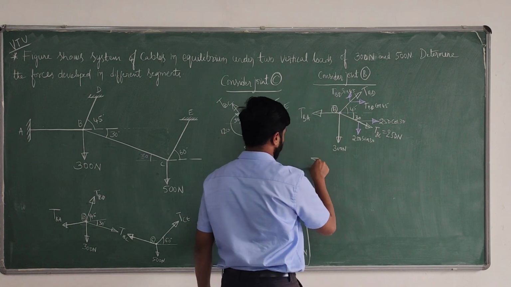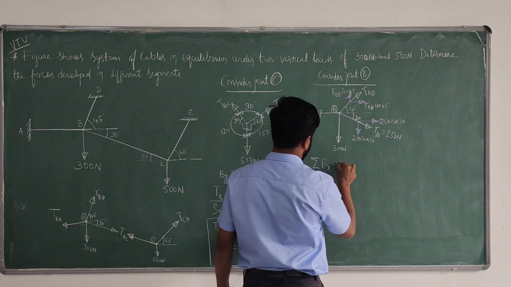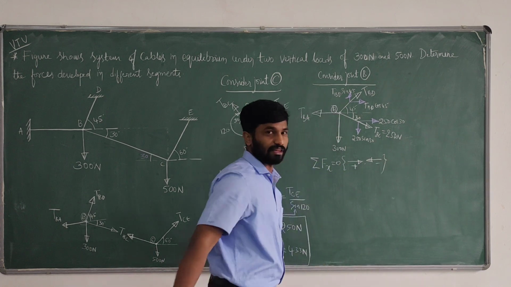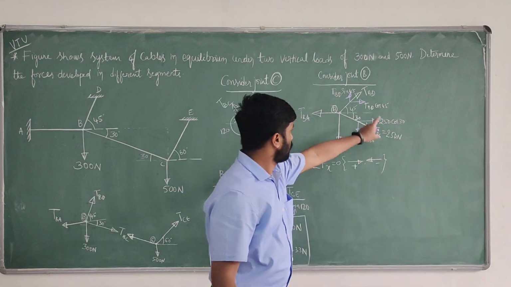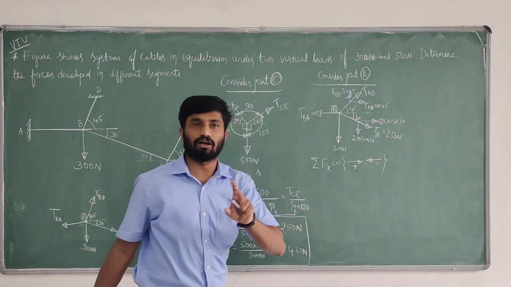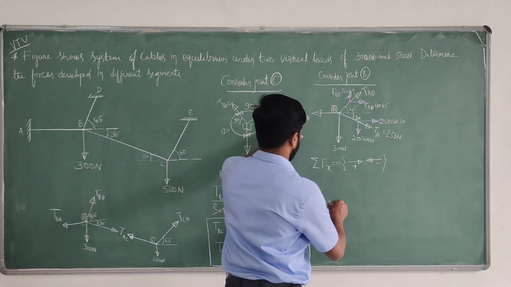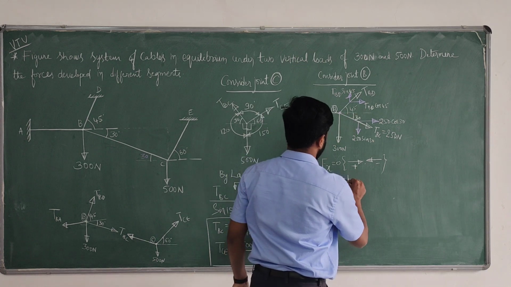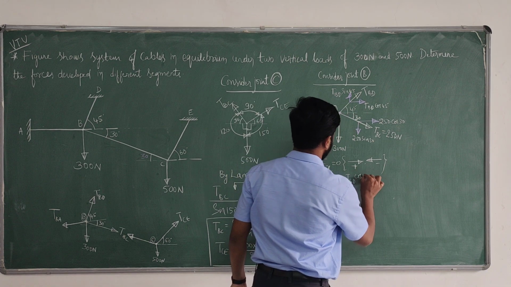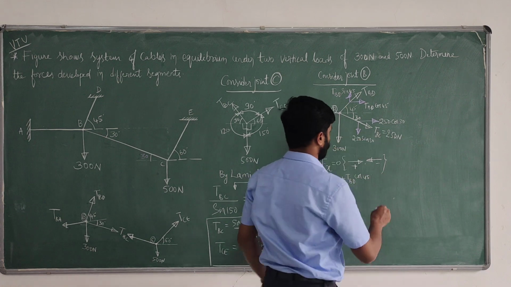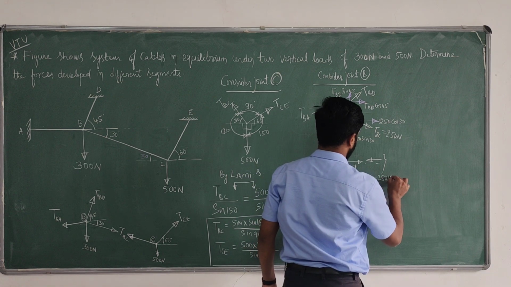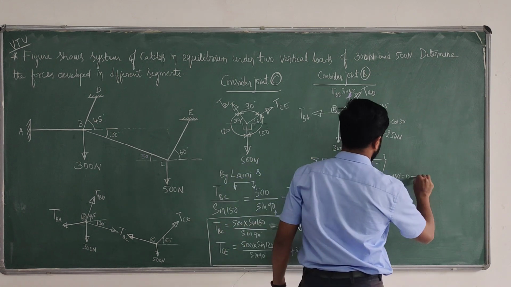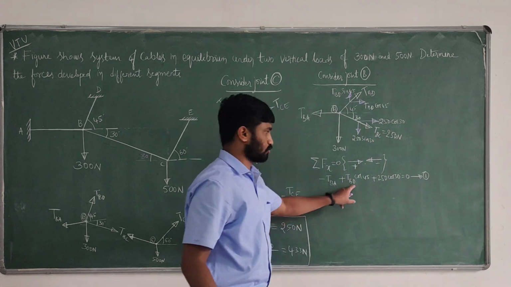Apply sigma Fx equals 0. Use the regular sign convention. Right side forces are positive, left side forces are negative. How many horizontal forces? 1, 2, 3. There are 3 horizontal forces. Therefore, first one is minus TBA plus TBD cos 45 plus TBD cos 45 plus 250 cos 30 plus 250 cos 30 equals 0. So you get an equation, take this as equation number 1 because there are two unknowns.